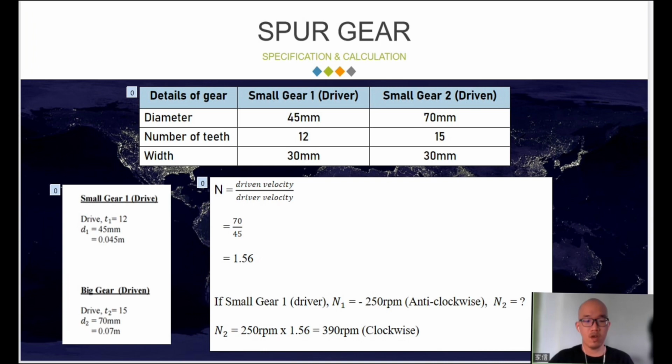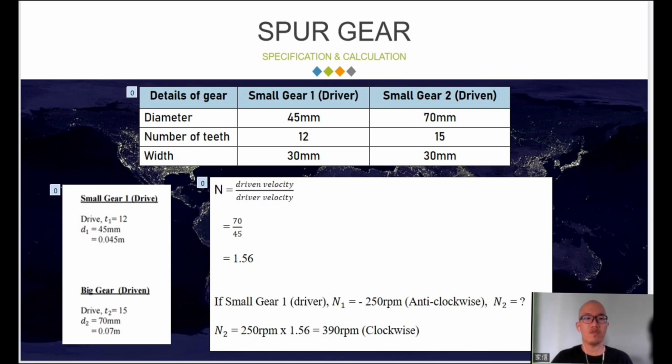I brought you the calculations of our assignment. First, small gear 1 acts as the driver and has a diameter of 45 mm, and big gear 2, the driven gear, has a diameter of 70 mm. There are 12 teeth in small gear 1 and 15 teeth in the driven gear. Both gears have the same width of 30 millimeters.